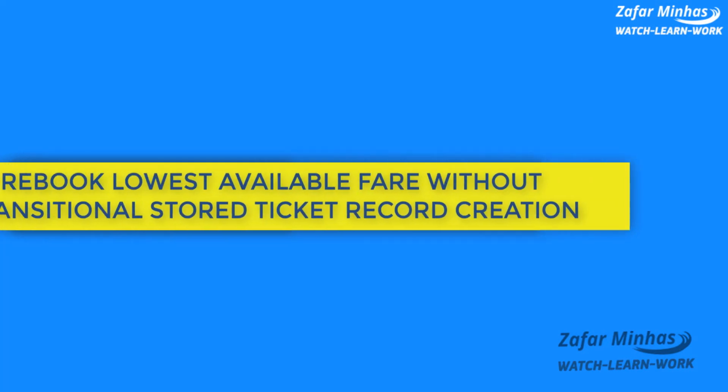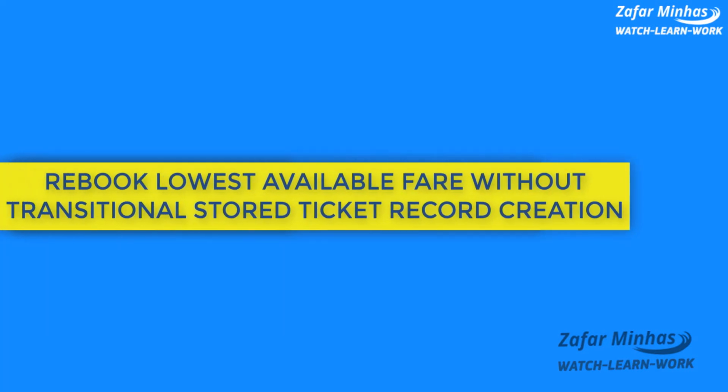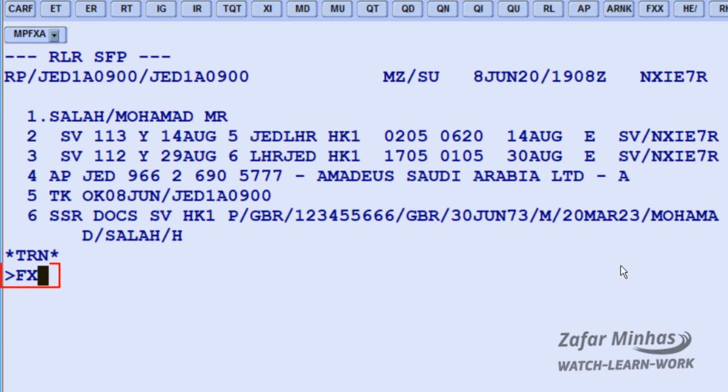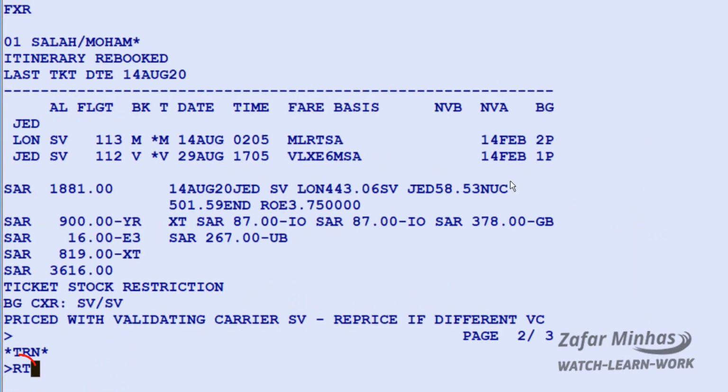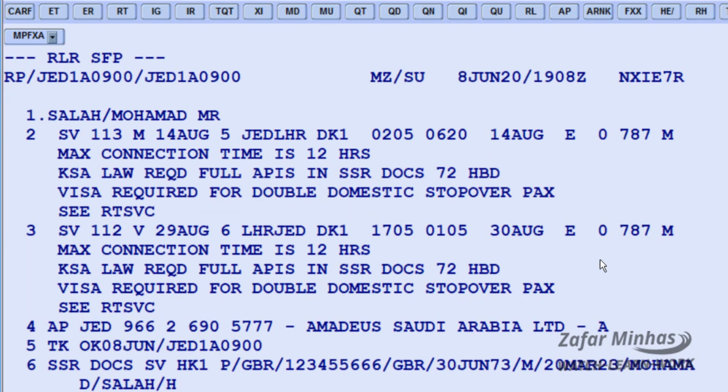To rebook the lowest available fare without transaction store ticket record creation, use the FXR transaction. Enter. As you can see in the new ticket image, itinerary rebook message. Let's redisplay the PNR. Enter the RT transaction. The itinerary has been rebooked with new booking classes M for outbound, V for inbound journeys. You need to save the changes for further action.